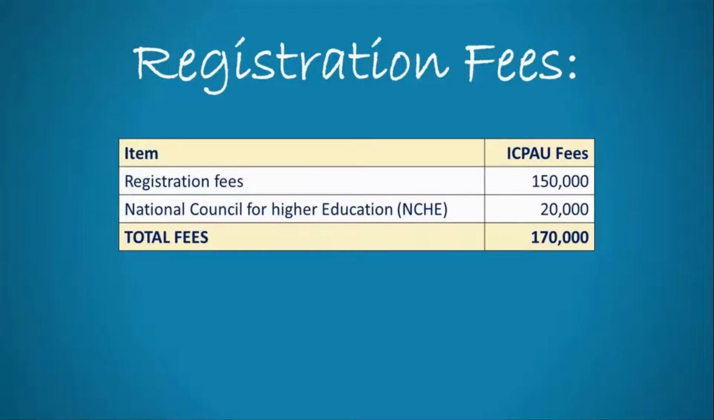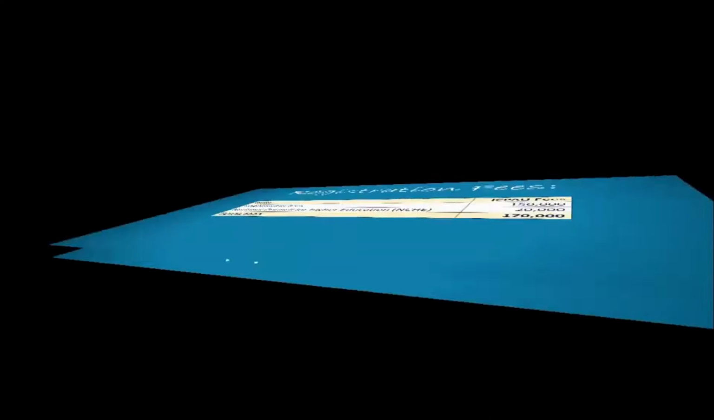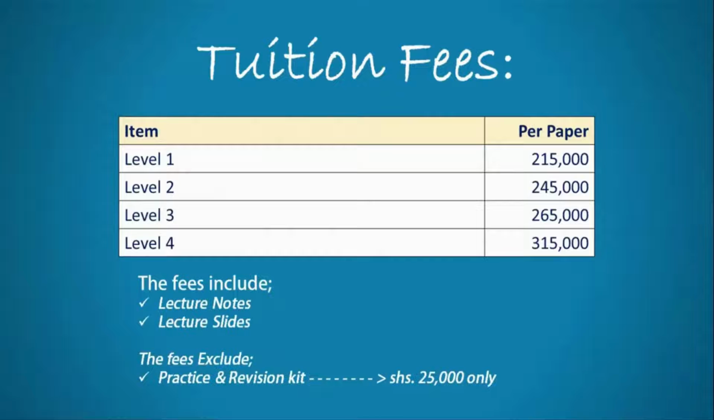Now, the fees. I'm going to structure my presentation into four parts. One is the registration fees. The registration fees include the registration fees with the Institute of Certified Public Accountants, ICPAU. This is a one-off payment of 150,000 Ugandan shillings. On top of that, you'll have to pay the National Council for Higher Education. Some of you have already done higher education, so you know this 20,000, you're accustomed to it. So right now, you need a total of 170,000 in registration fees.